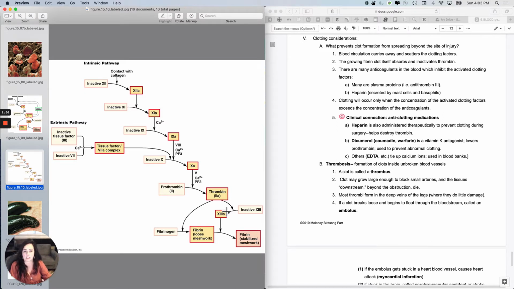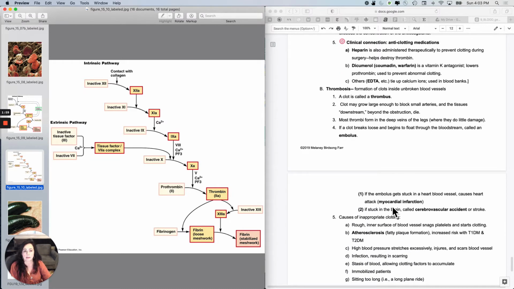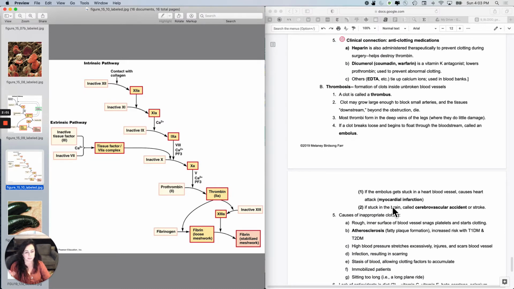Okay, so a couple of clinical connections here. There are anti-clotting medications. A lot of times these are called blood thinners, but it doesn't really have to do with the viscosity of blood. So there is heparin, which can be administered clinically, exogenously. You also make it yourself. It is administered therapeutically to prevent clotting during surgery. It actually destroys thrombin. Okay, heparin destroys thrombin. It used to be used relatively commonly on IV locks, and now it's more likely to be saline, but I think they still use it on central lines. Maybe you guys can tell me.